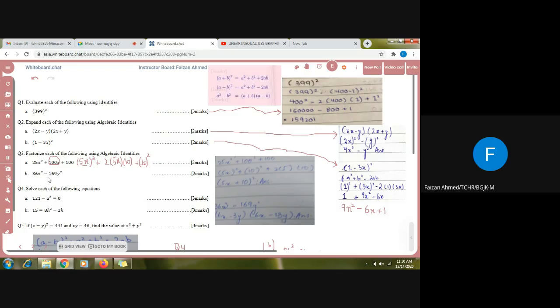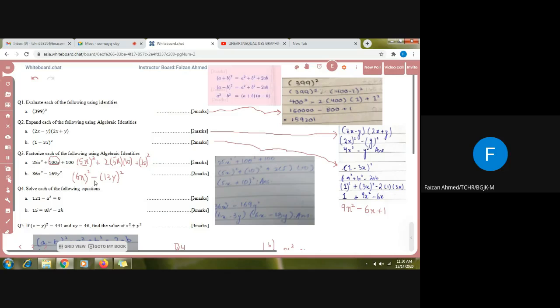In the last part, the second part, this is 36x square minus 169y square. Again, I have to check which identity it is. This one is the identity because I know that there are individual squares. I know that 36 is a square of 6 and x is also a square, so I can write it like this. And when I move forward, I know 169 is also a square of 13, so I will write 13y whole square. So this is identity number 3 since I have squares.